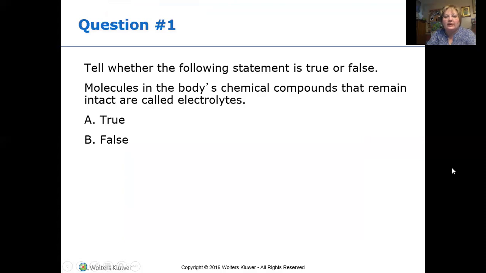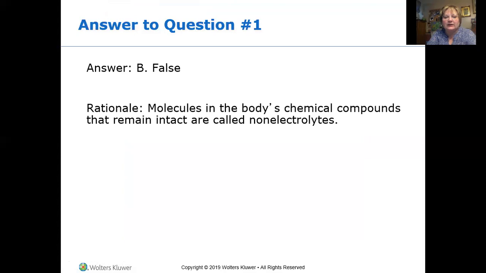So tell whether the following statement is true or false. Molecules in the body's chemical compounds that remain intact are called electrolytes. False. Rationale: the molecules in the body's chemical compounds that remain intact are called non-electrolytes. Okay. I'm honestly not exactly sure what that means. I'll let you read your book for that. I don't think that's that important of a principle to understand.